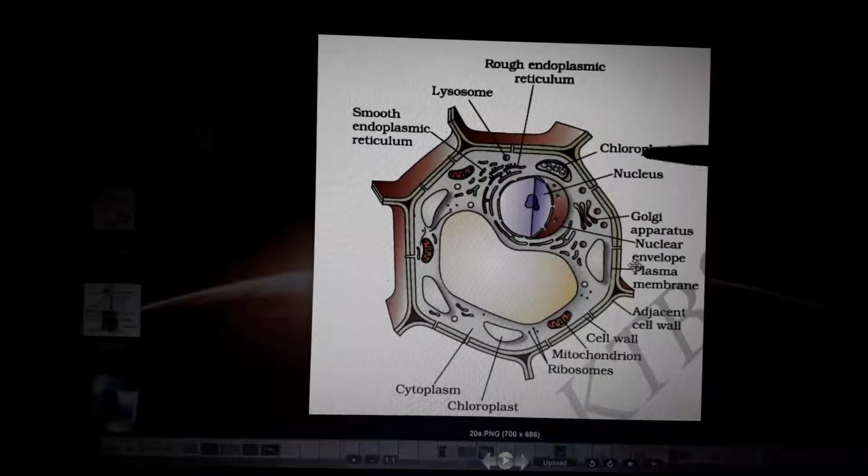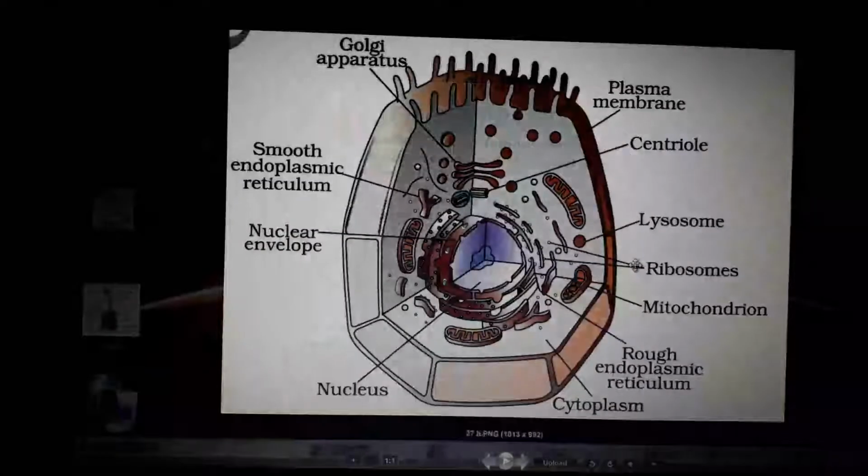chloroplast again in plant cell, rough endoplasmic reticulum, lysosome, smooth endoplasmic reticulum. So these are the different parts of these cells. When we study the working of all these parts, the chapter is finished. We will try to finish it today.